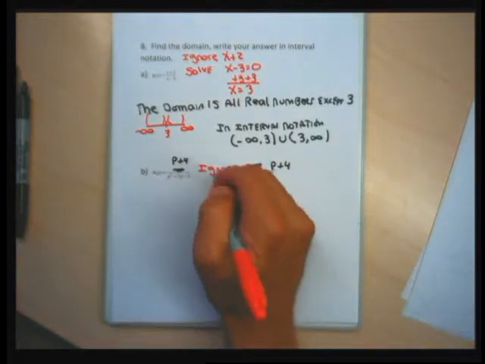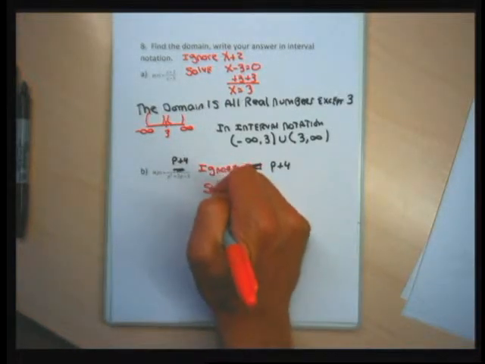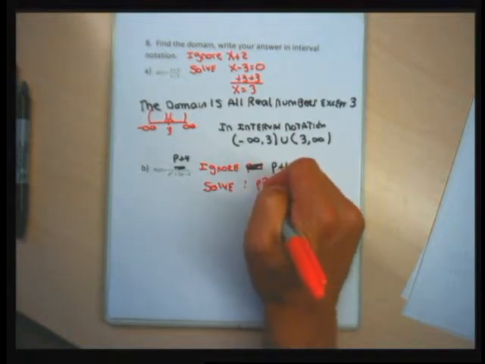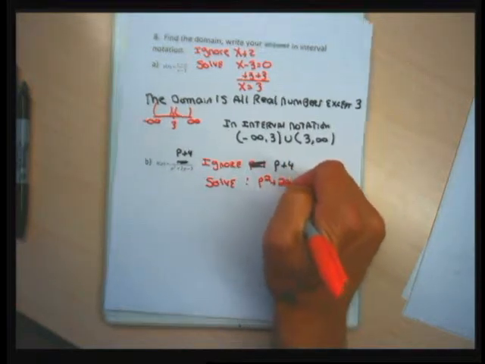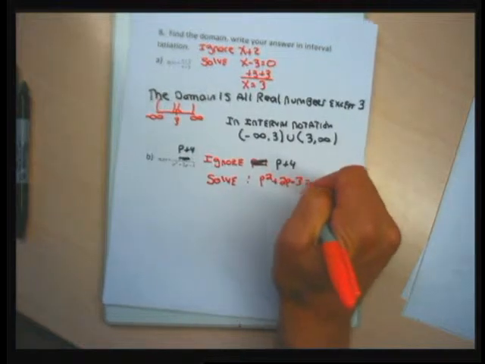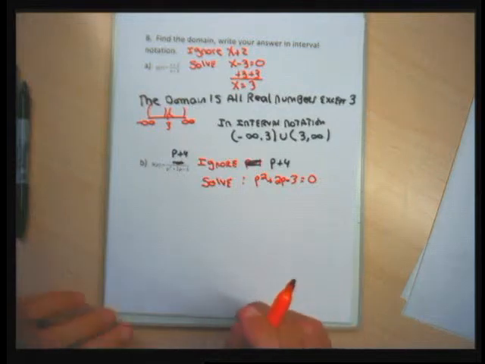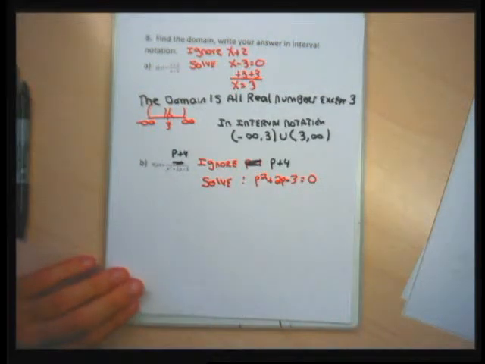The algebra would be the same. You'd still ignore the numerator and you'd solve the denominator equal to 0. That's the correct way to find the domain of any fraction. But if you factored and canceled, there might be some confusion there. So I'm deleting that possibility.